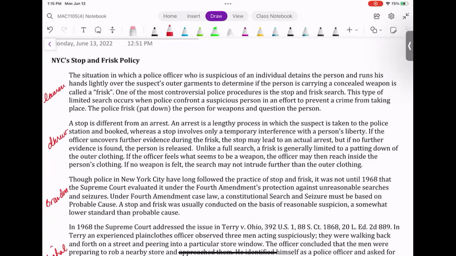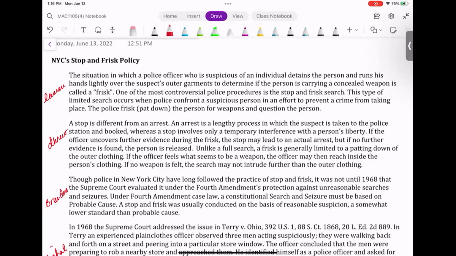A stop is different from an arrest. An arrest is a lengthy process in which the suspect is taken to the police station and booked, whereas a stop involves only temporary interference with a person's liberty. If the officer uncovers further evidence during the frisk, the stop may lead to an actual arrest, but if no further evidence is found, the person is released.